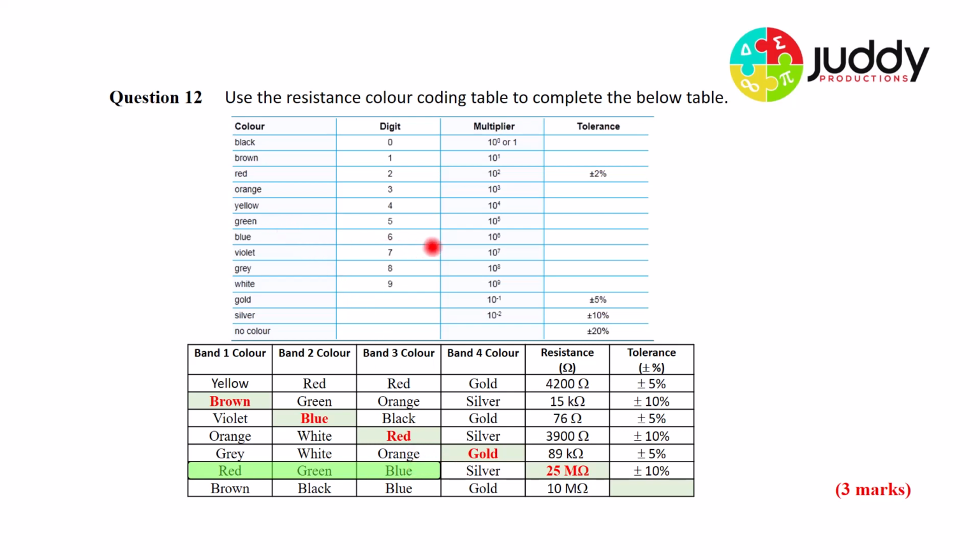So blue represents 10 to the 6, effectively like a million. And a quick way of writing that down is mega. Mega means 10 to the 6. So our correct answer here will be 25 mega ohms.